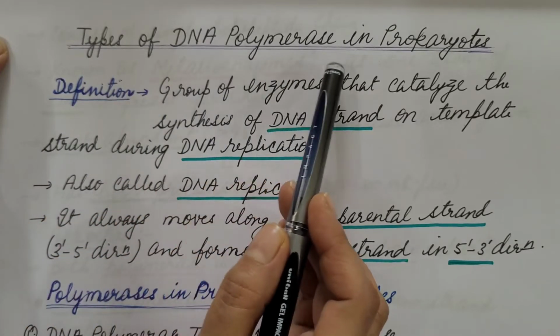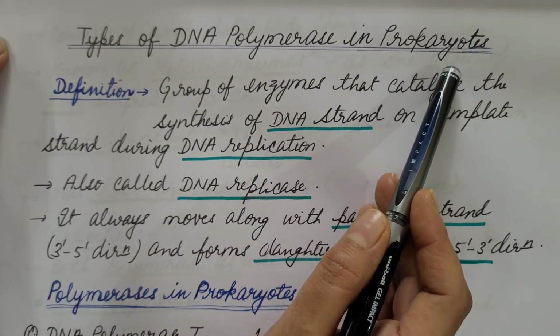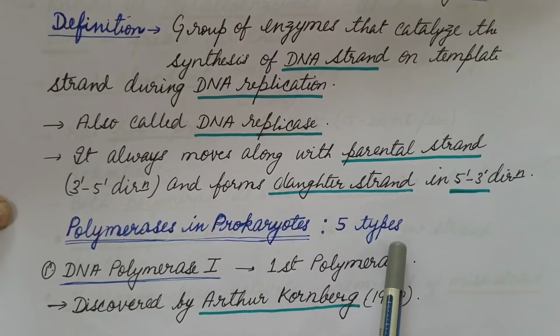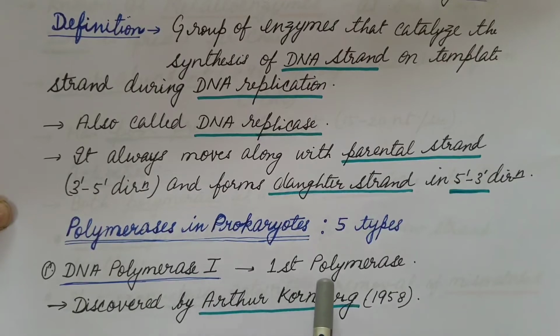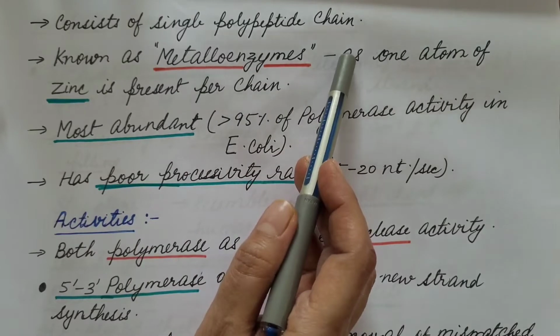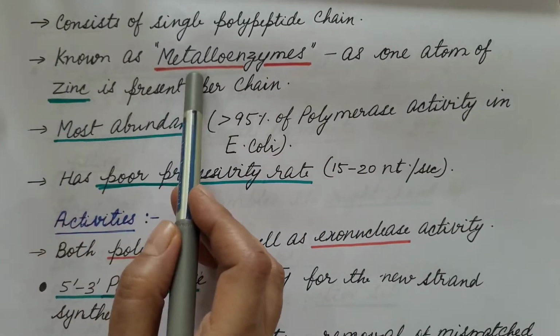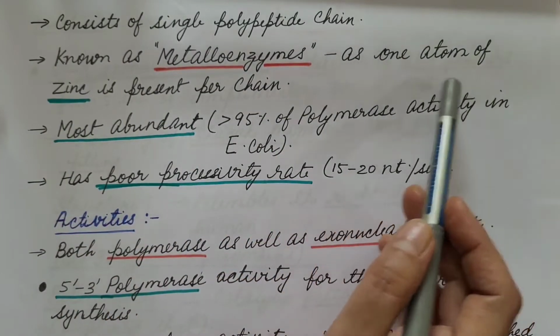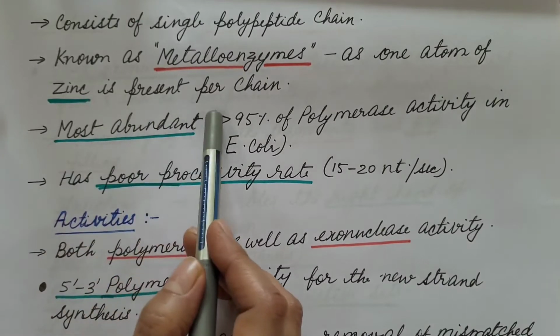Now, types of DNA polymerase in prokaryotes. There are 5 types of polymerases. First is DNA polymerase 1. This was the first to be discovered, and it was discovered by Arthur Kornberg in 1958. It consists of a single polypeptide chain. It is known as a metalloenzyme as one atom of zinc is present per chain.